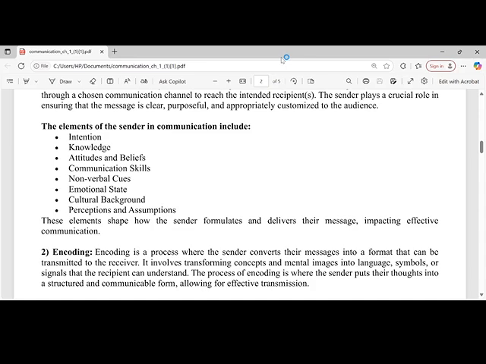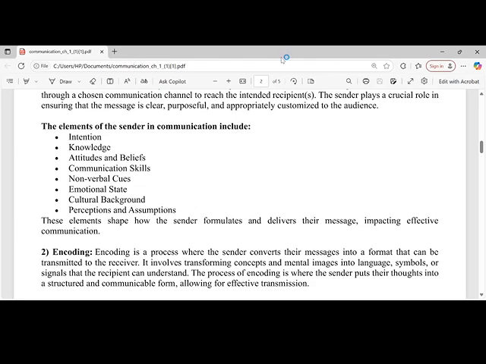Then the sender is responsible for selecting the most appropriate communication channel. It depends upon the sender how he is conveying the message. It may be face to face, through emails, phone calls, written reports, social media, all these things. While feedback comes from the receiver, a good sender understands the importance of feedback and often builds mechanisms, or encourages the receiver to provide the necessary feedback.